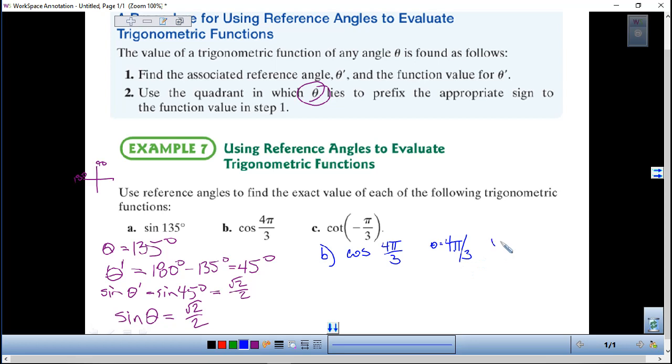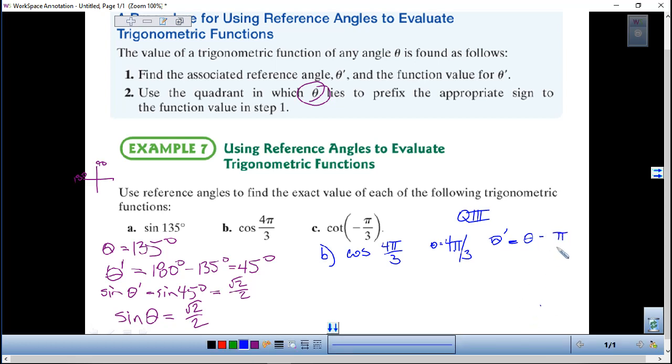And to find theta prime, where do we know 4 pi over 3 is? Once again, look at your fraction. Ignore the pi for a second. 4/3 is going to be larger than 1, but it's not as large as 1.5. So it's going to be in quadrant 3. And in quadrant 3, what do we do? We take our theta and we subtract pi.